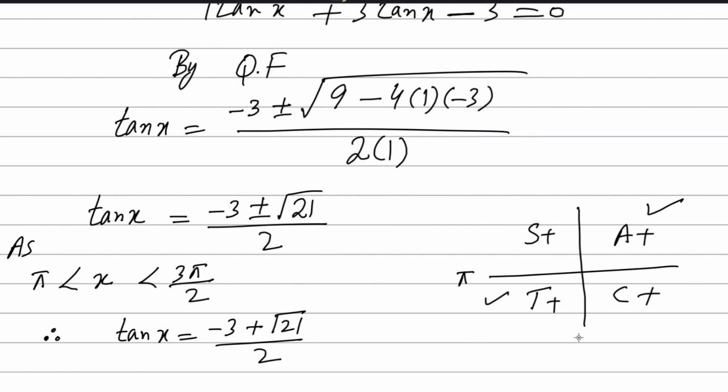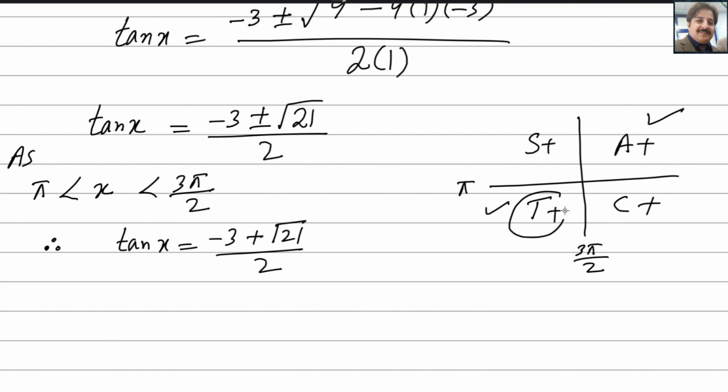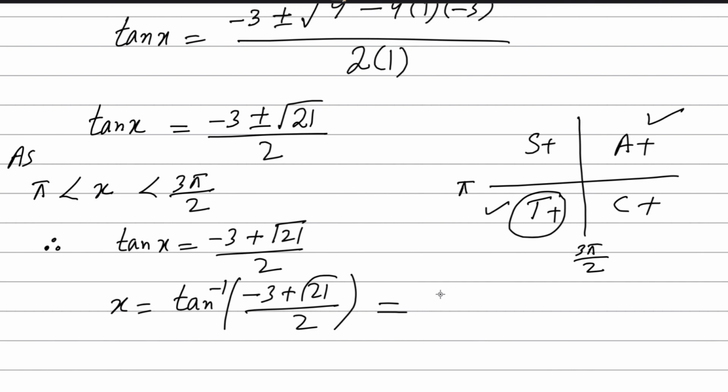And here is pi and here is 3 pi by 2, and we want the answer in this quadrant only. x will be tan inverse of minus 3 plus square root of 21 over 2. Make sure your calculator is in radian mode. Our answer will be 0.669. But this is for the first quadrant. We want it for the third quadrant, therefore you have to add this reference angle to pi. If you add this angle to pi, you will get the value for x in the required range of x. That's it.